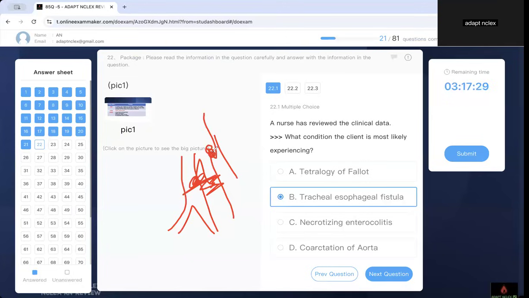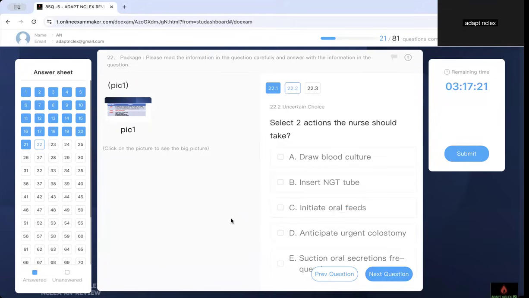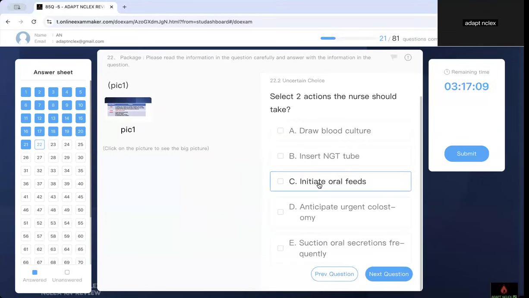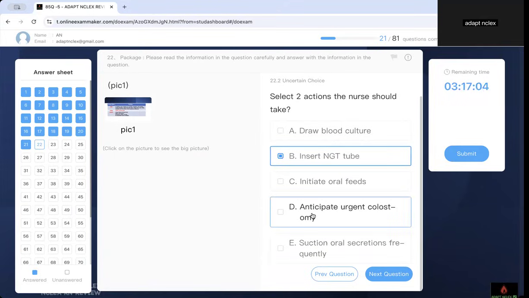If you put the NG tube here, it's not going to go. So you've got to suction them. This is tracheoesophageal fistula. That's the problem we have. If that's the problem, then I've got to protect your airway. Blood culture? There's no infection. It's not necrotizing enterocolitis. I don't need to feed you because when I feed you, you're choking, you're turning blue. I've got to insert the NG tube. We don't need a colostomy, right? We've got to suction your airway because that's the priority. There's no need for colostomy. You need colostomy for enterocolitis. Initiate feeds? No, because this kid is going to choke. I'm not going to do that.